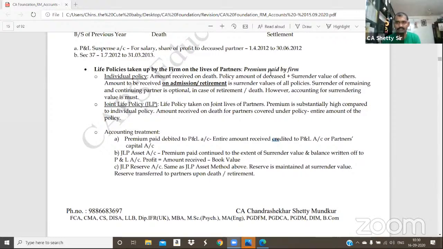JLP reserve is credited to all partners like in step 2. Like in step 2.